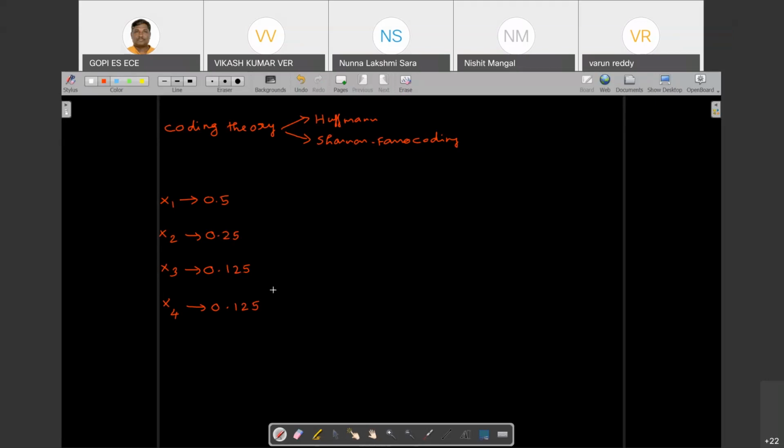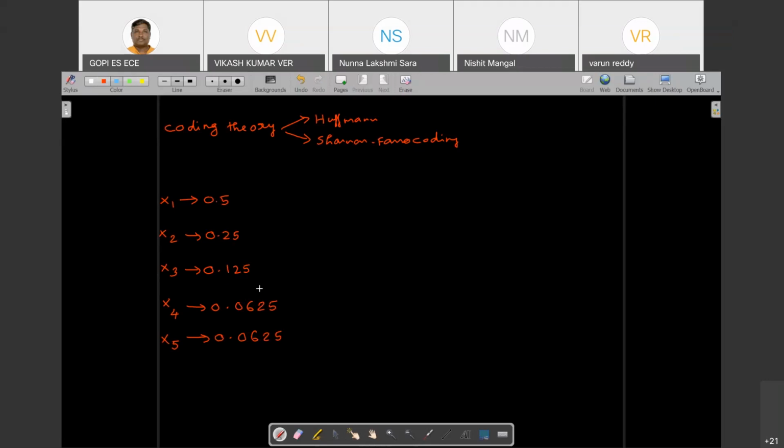So it is over. Okay. And the fifth one is 0.0625. When you add this, you should get 1. 0.5, then 0.75 is coming. This is 0.25, this is 0.25, it is ending up with 1 only, right? So this is the probability given to you.